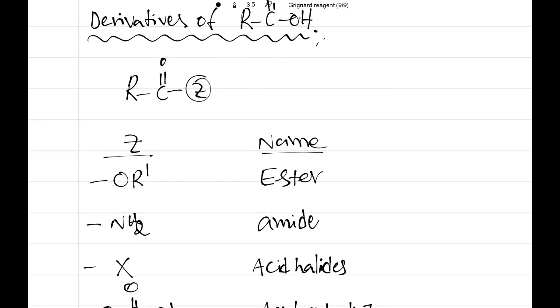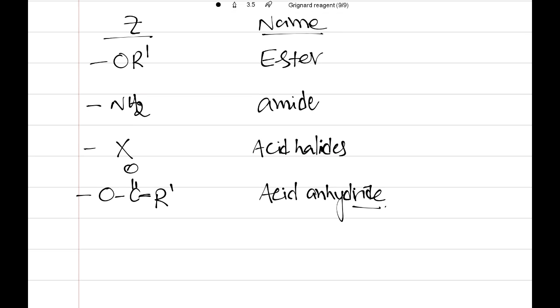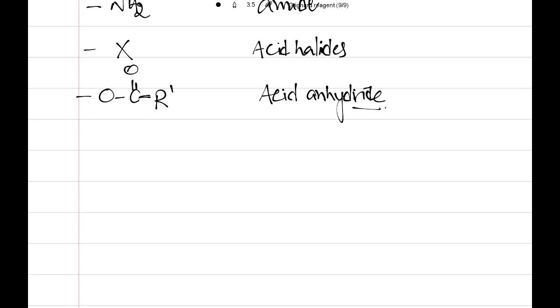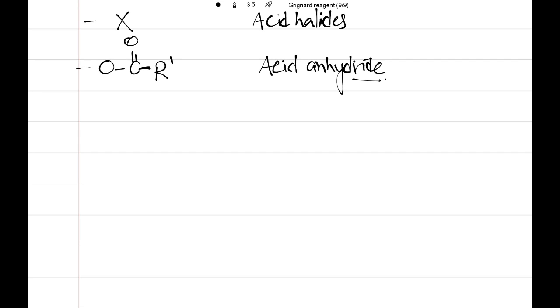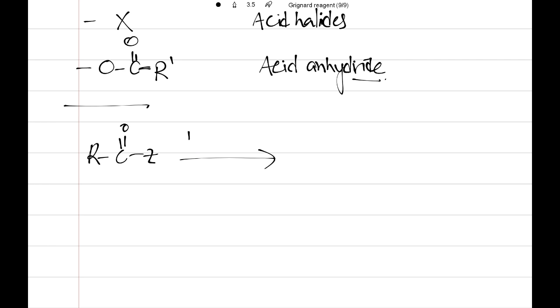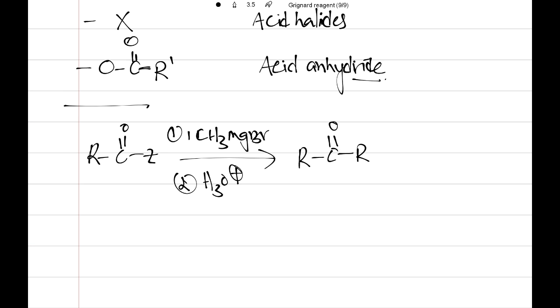Okay, right. So as we discussed earlier, if we react with 1 mole of Grignard reagent, we can get the ketone, and with 2 moles of Grignard reagent we get the tertiary alcohol. So look at this one, R C double bond O Z, when this is reacting with 1 mole of Grignard reagent, that is very important, and along with hydrolysis, we can get R C double bond O R, that is nothing but a ketone.